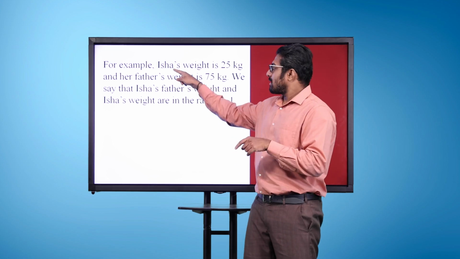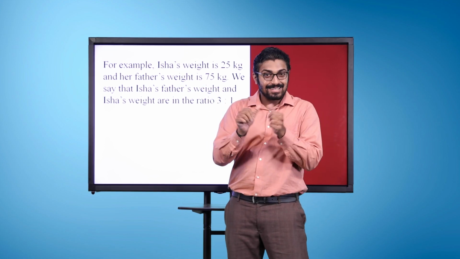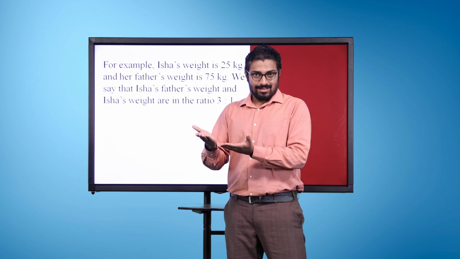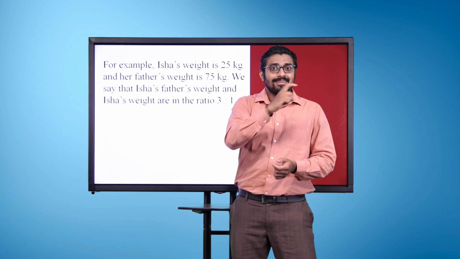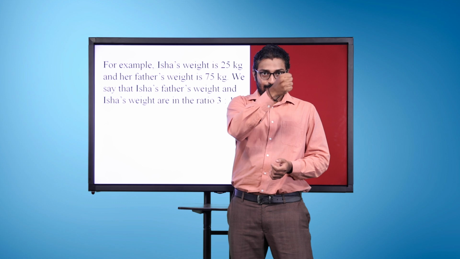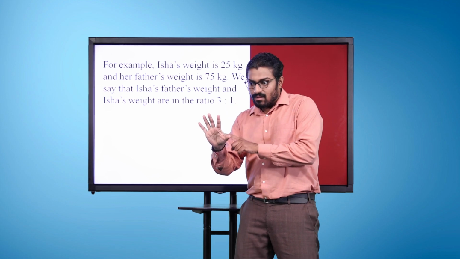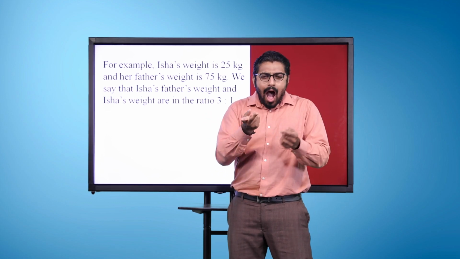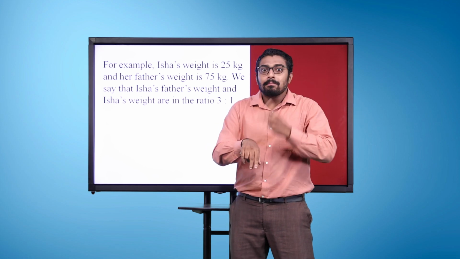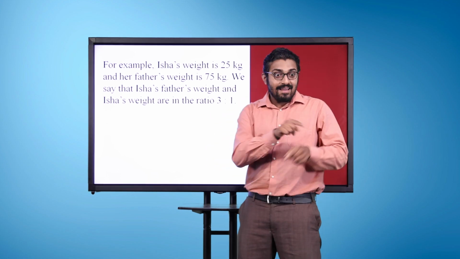For example, Isha's weight is 25 kilograms and her father's weight is 75 kilograms. We say that Isha's father's weight and Isha's weight are in the ratio 3:1.